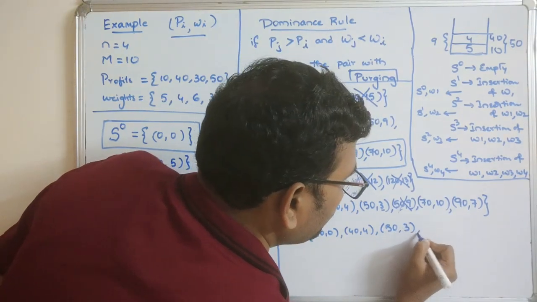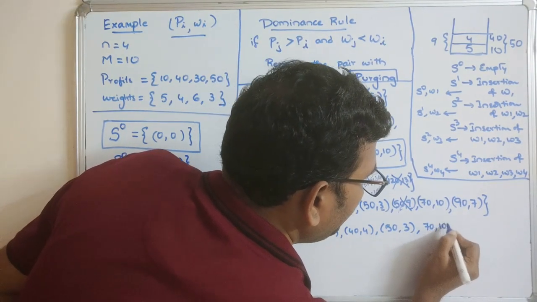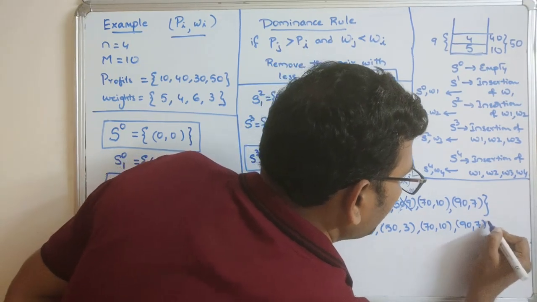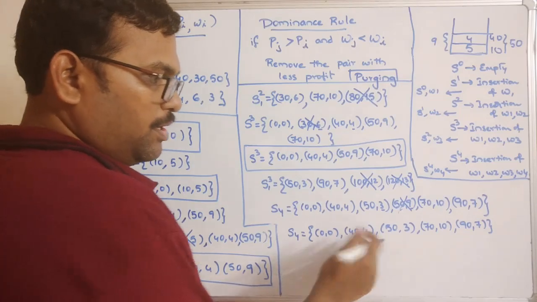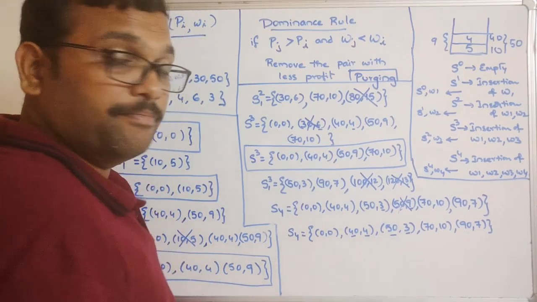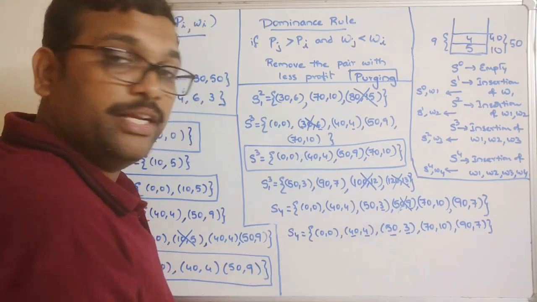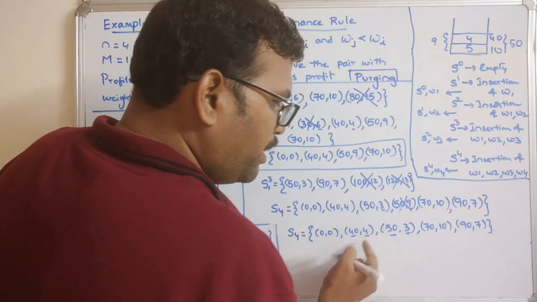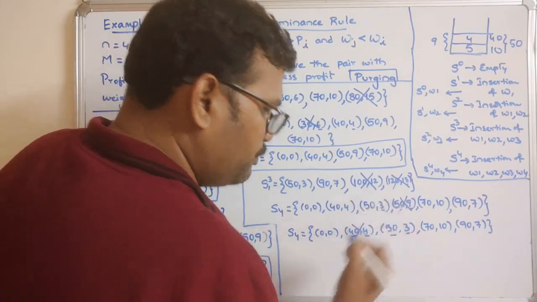50 and 3. 70 and 10, 90 and 7. And again observe, with 4 we are getting 40 and with 3 we are getting 50. Again there is a violation, the same dominance rule, right? So avoid the less profit. So you can avoid this one.